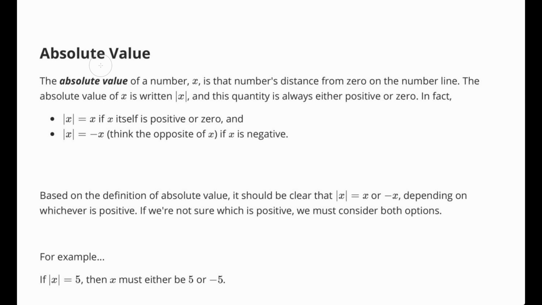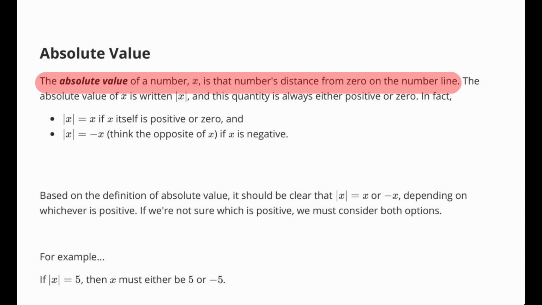So the first thing here says the absolute value of a number is the number's distance from zero on the number line. Okay, that's one way to think of it. So if you think of a number like 5, it is 5 units away from zero. But also -5 is 5 units away from zero. So it's basically that distance.